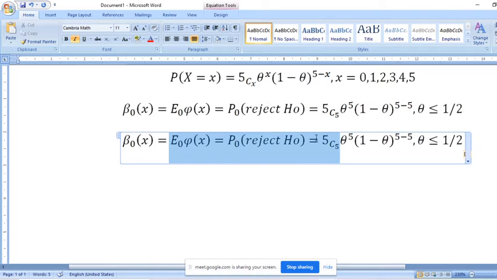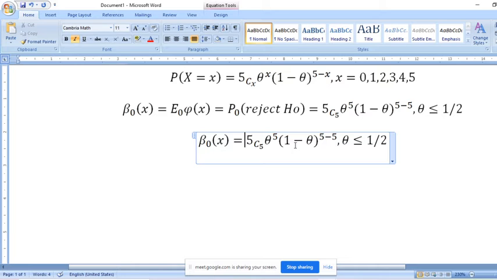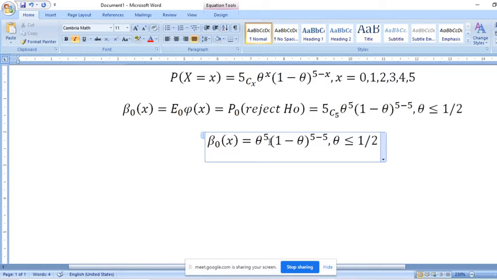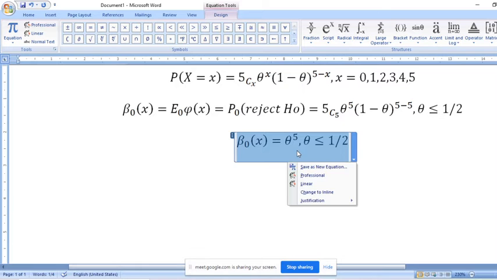We can remove these things. We need not consider this. Phi c phi is 1, so no need to write this. Theta raised to 5 is theta raised to 5. Just write this only. So this is the probability of type 1 error.